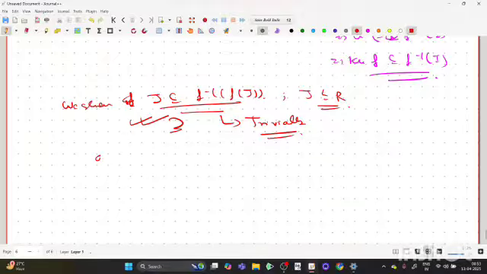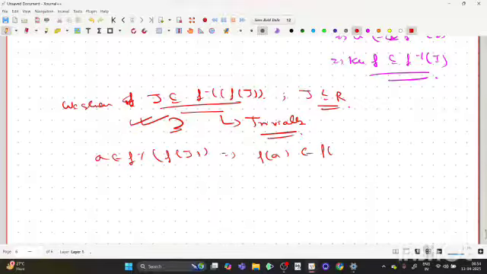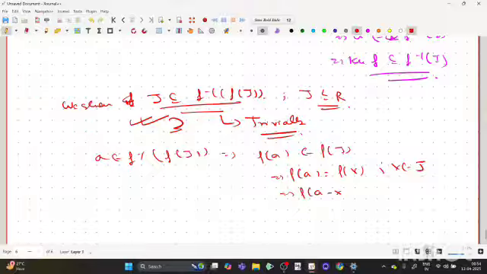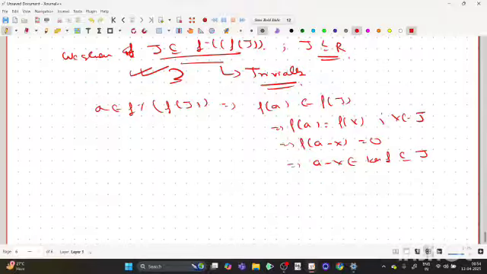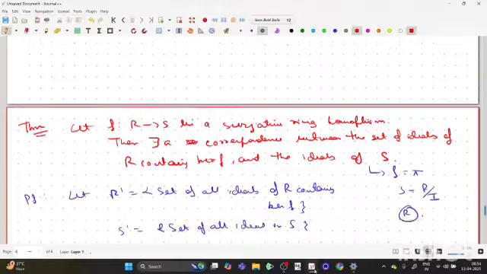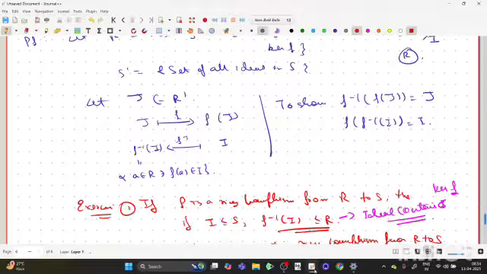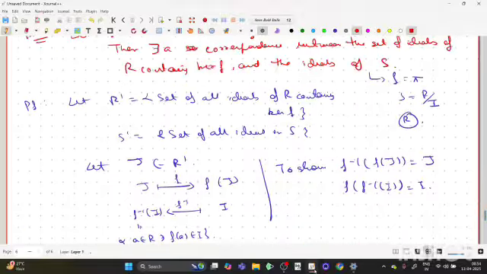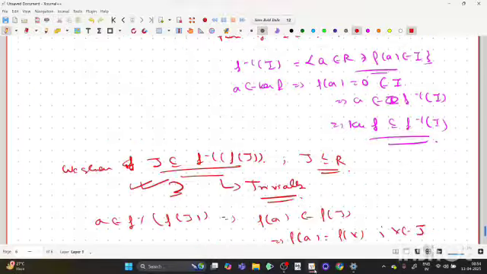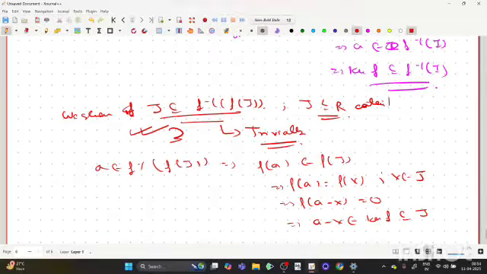So let's see. Suppose a is in f inverse of f of J, and that implies that f of a is contained in f of J. So that implies that I can write f of a equals f of x, where x is in J. But then that implies that f of a minus x is equal to 0. That implies that a minus x is in the kernel of f, but the kernel of f must be contained in J, right? Because what we need to show, let us just go back to what we need to show. We need to show that there is a correspondence between the ideals containing the kernel of f and the ideals in S. So I didn't write it here, but I assume J to be an ideal containing the kernel of f, right?